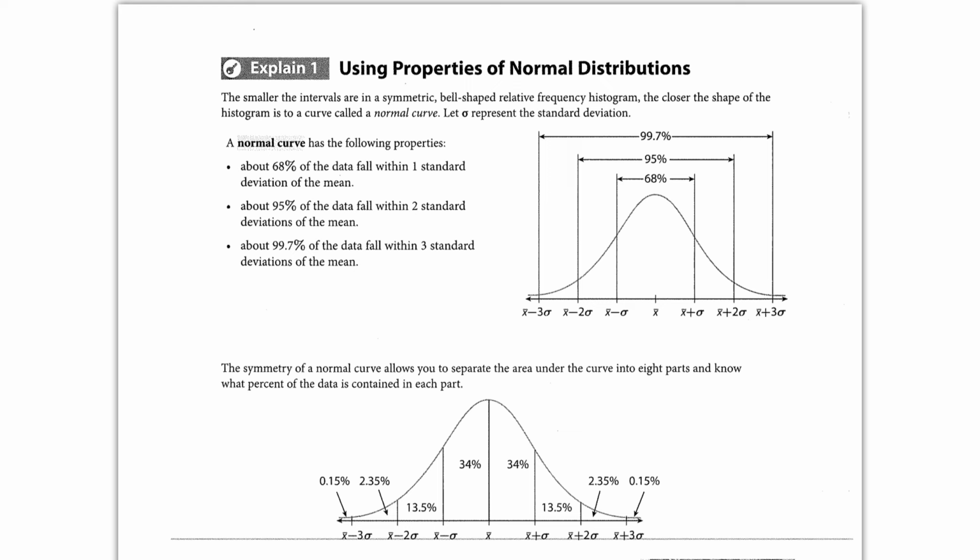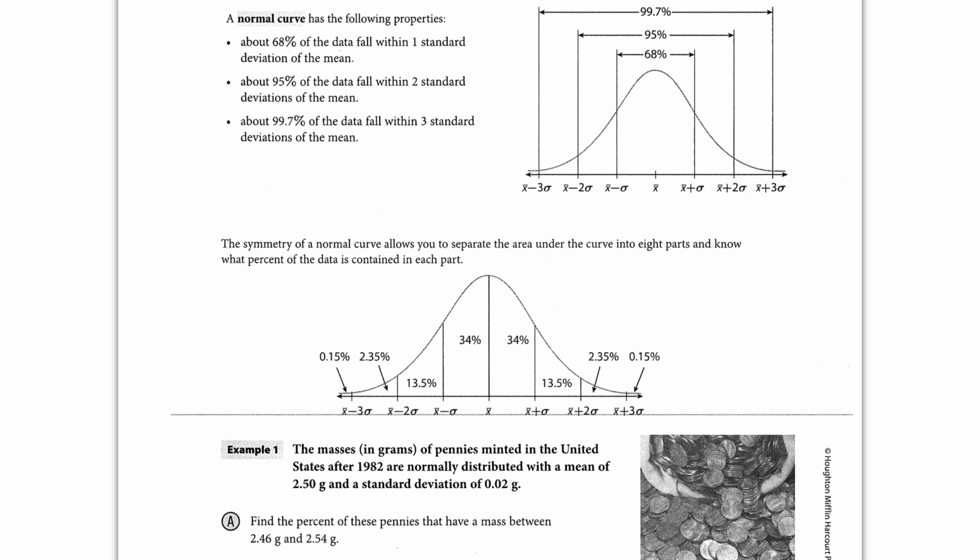The symmetry of a normal curve allows you to separate the area under the curve into 8 parts and know what percent of the data is contained in each part. So just some clarifying things here. These little marks indicate that is the mean plus 1 standard deviation. This would be the mean plus 2 standard deviations. And here we would have the mean plus 3 standard deviations. On the other side, since our values are getting smaller, you can see that it's the mean minus 1 standard deviation, minus 2 deviations, and minus 3 deviations.